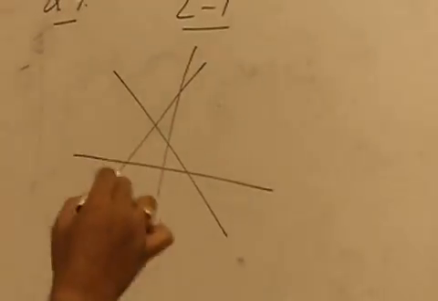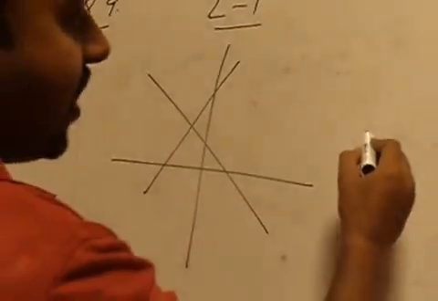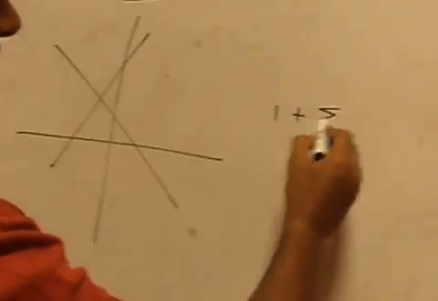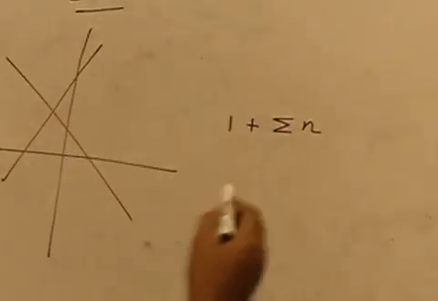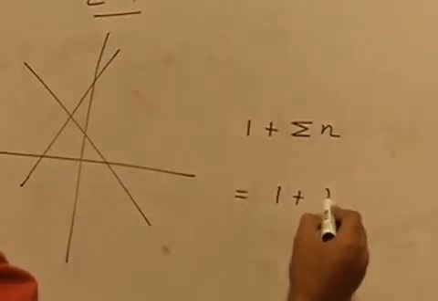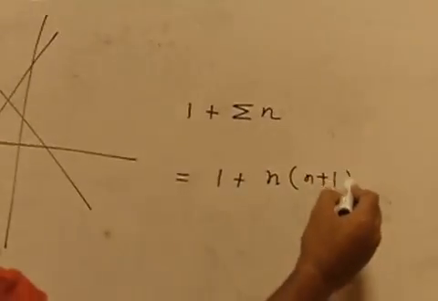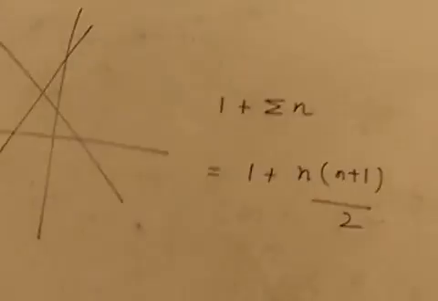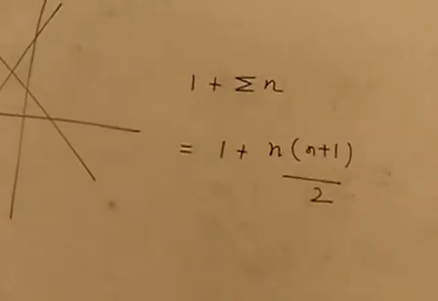In that case, if we need to find the number of parts into which these lines divide the whole plane, it can be given by the formula 1 plus sigma n. So your answer will be 1 plus n into n plus 1 by 2. Just with the help of this formula you can find the answer.